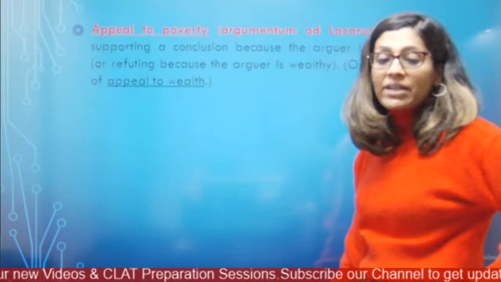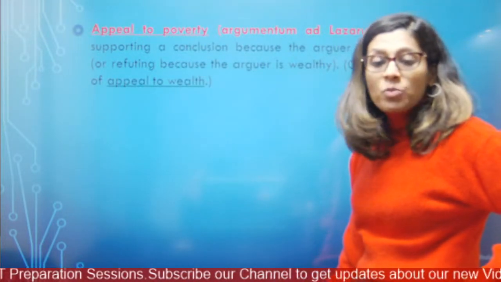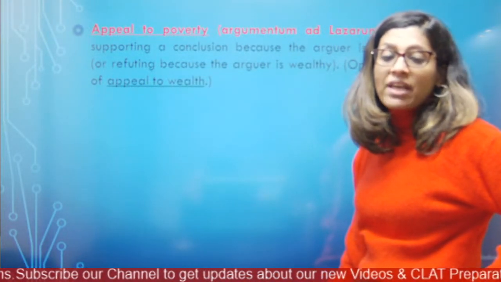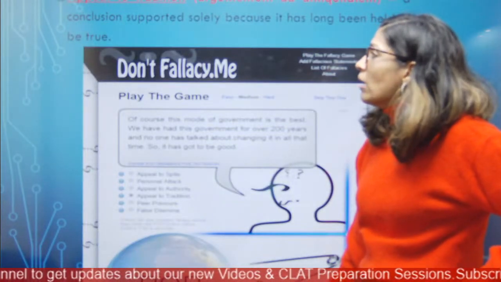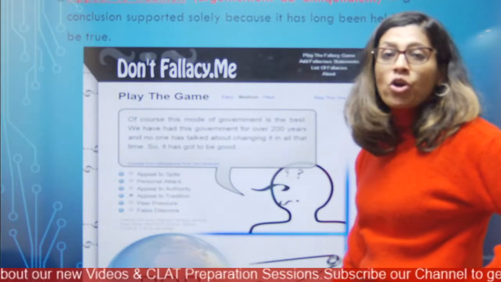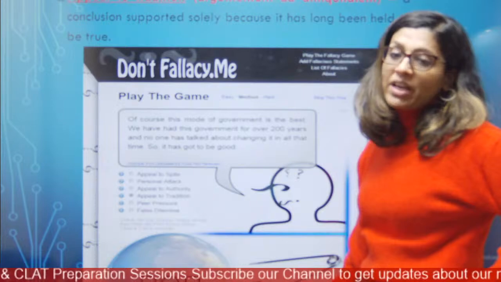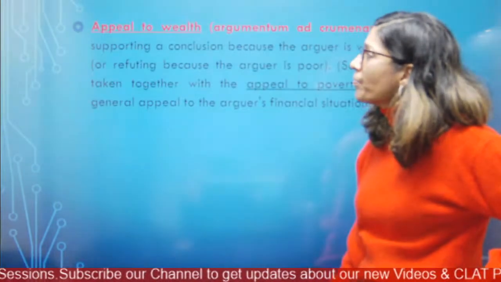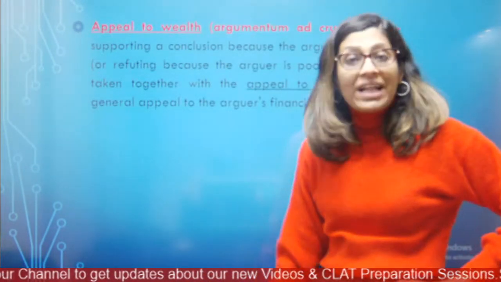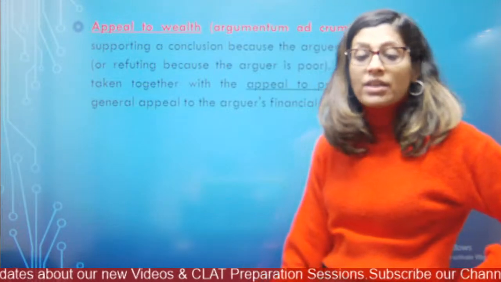Something is new, hence better. Someone is poor, hence he or she must be speaking the truth. Right? If something has been going on for a long time, therefore it must be correct. Fallacy, appeal to tradition. Appeal to wealth, believing someone because that person is wealthy.